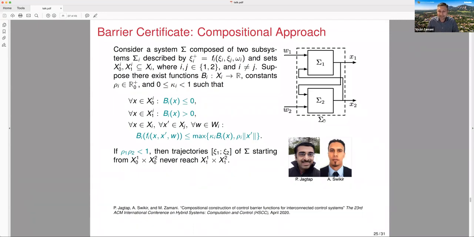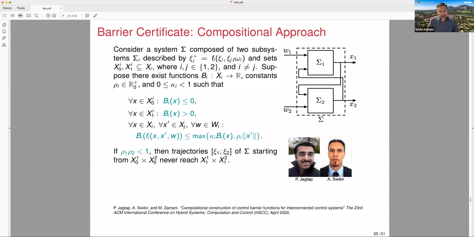Look, I have a system sigma composed of components sigma 1 and sigma 2, which are connected to each other in a circular way. The output of system 1 comes as an input to system 2, and the output of system 2 goes as an input to system 1. And look at the dynamic of each subsystem. You see, W1 and W2 play the role of exogenous input, environmental uncertainty. The input provided by the environment plays the role of uncertainty. But on top of that, you see, a state variable of the other subsystem also affects your dynamic. Do you see here?